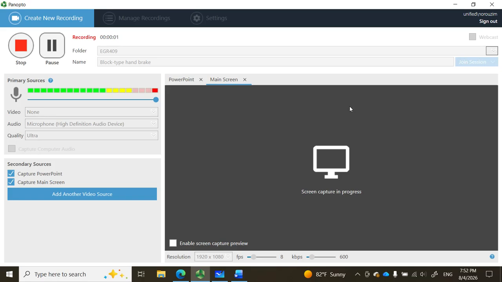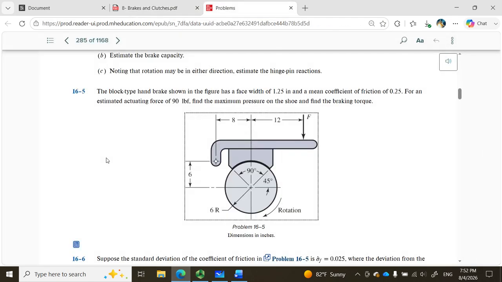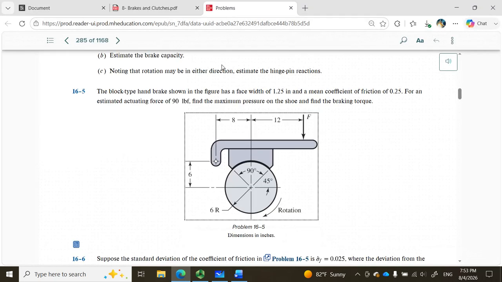Okay, so in this video we are going to analyze a block type brake. So look at here, this problem 16.5 from Shigley's book. So we have a block type hand brake shown here in this figure, has a face width of 1.25 inches. So let me write this down here. Face width 1.25 inches, and then the mean coefficient of friction of 0.25.